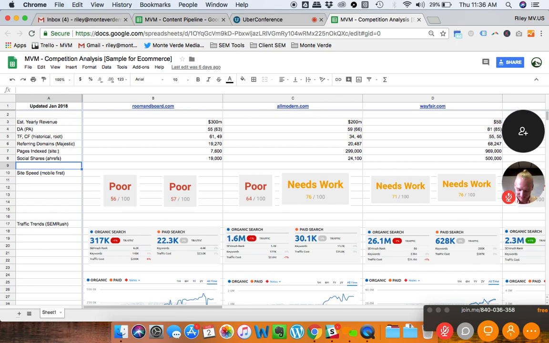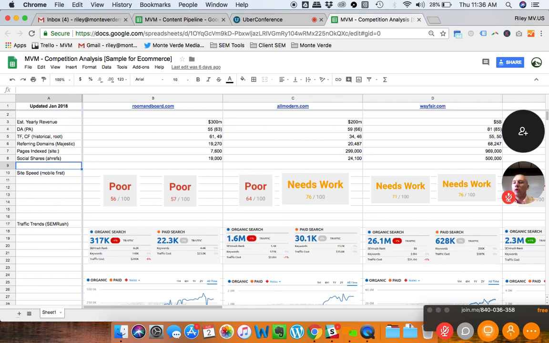And then we have social shares. Social shares are just articles or pages on your site that have been shared on Facebook, Twitter, etc. These obviously can generate traffic, and you want to try and make shareable content and content that can go viral, essentially, and that will drive traffic to your site, thus improving the domain authority, etc.